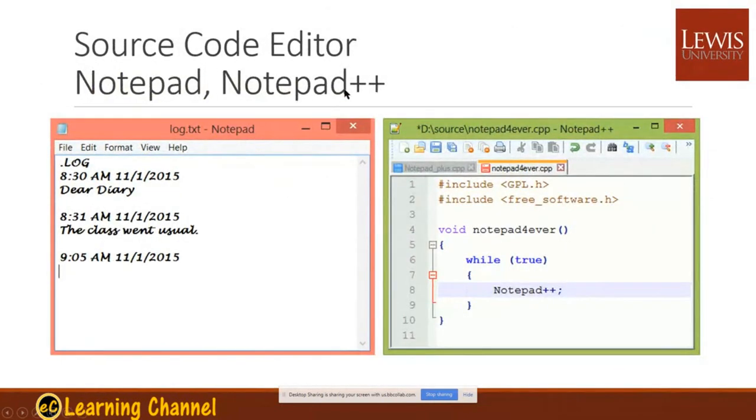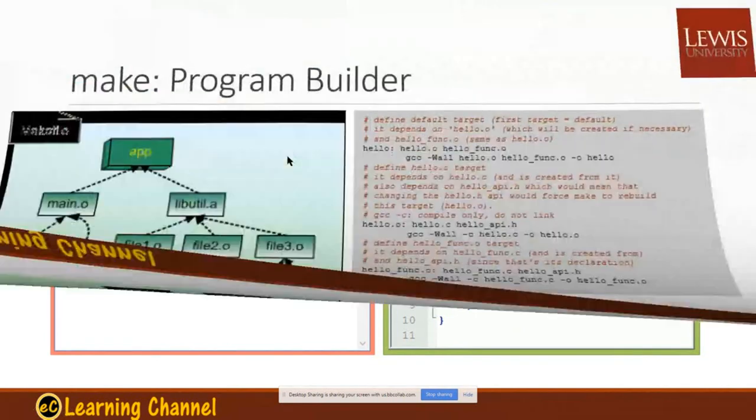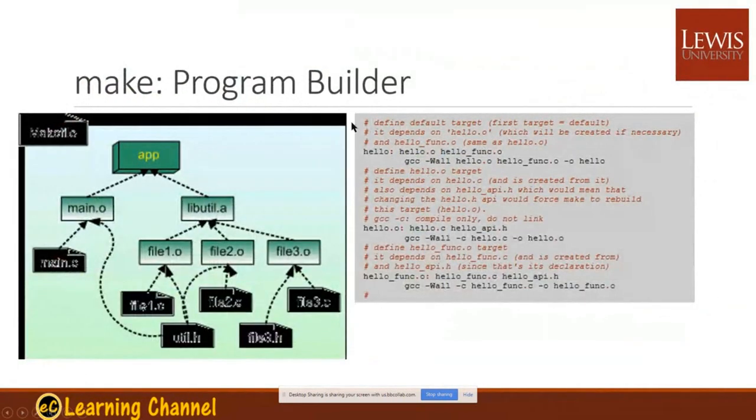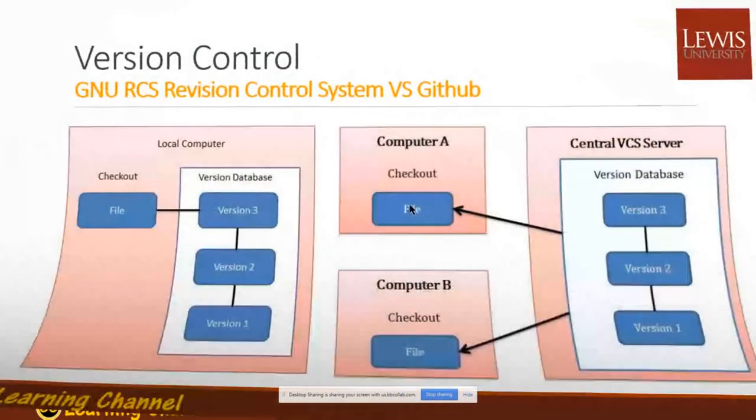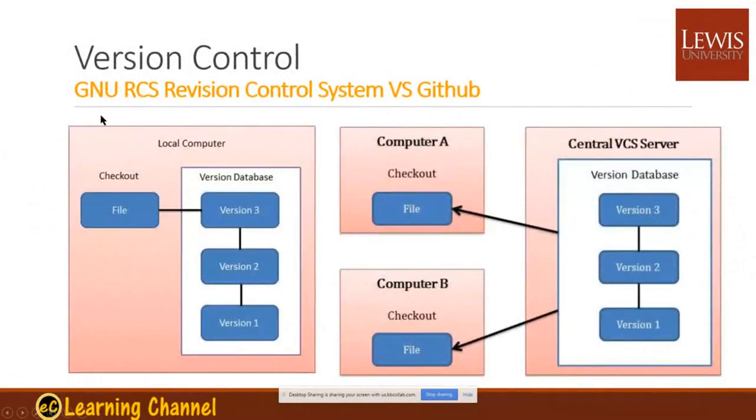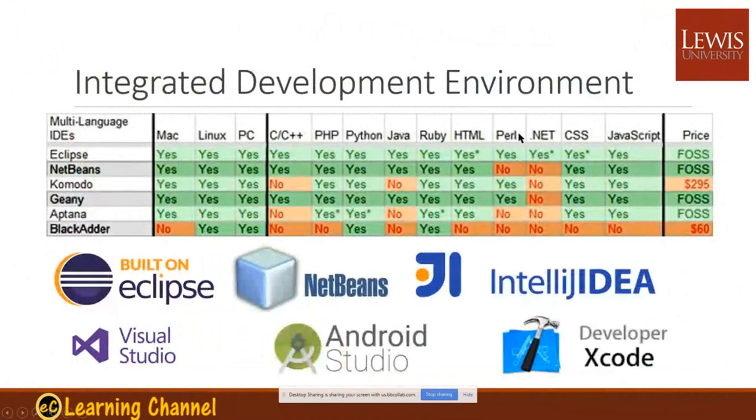And we have the editor, Notepad++, to support different languages. And we have the make program to build a program and to do version control. And we have version control, RCS, revision control something. And then now we have Git and GitHub. And the whole thing can be combined into something called an integrated development environment, IDE.